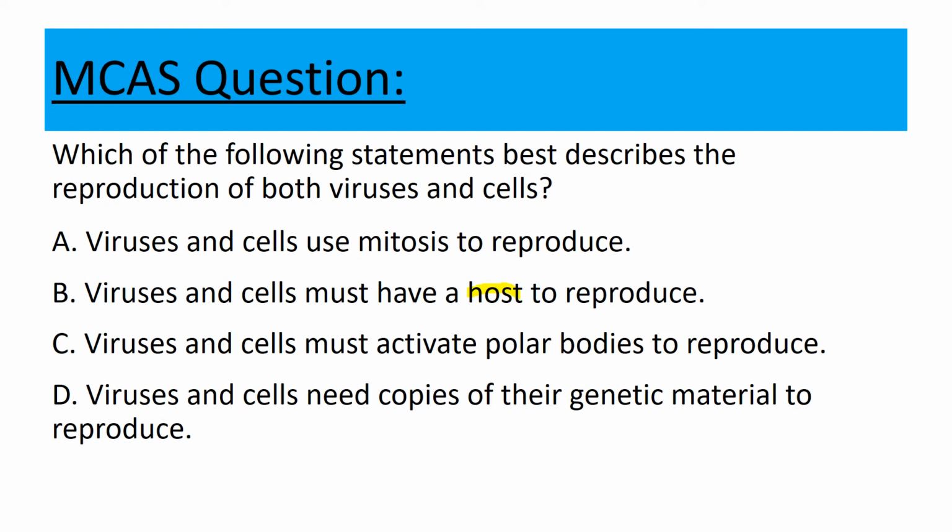A, viruses and cells use mitosis to reproduce. C, viruses and cells must activate polar bodies to reproduce. Or D, viruses and cells need copies of their genetic material to reproduce. The answer is D. Remember, cells have DNA, and viruses have DNA or RNA, and the RNA can also be its genetic material.